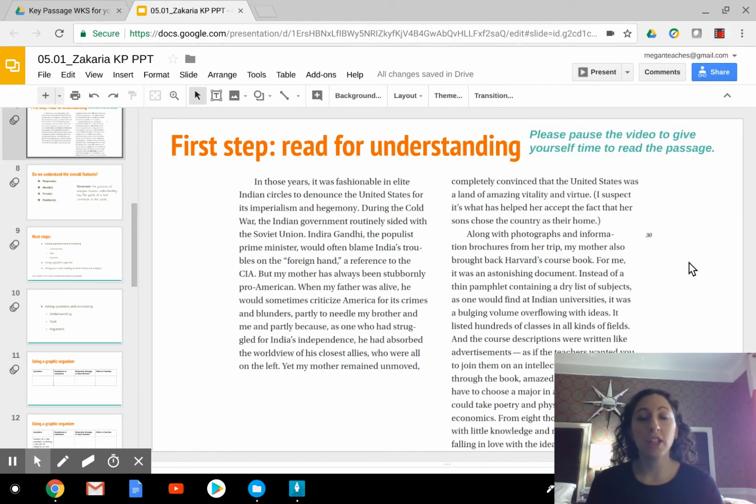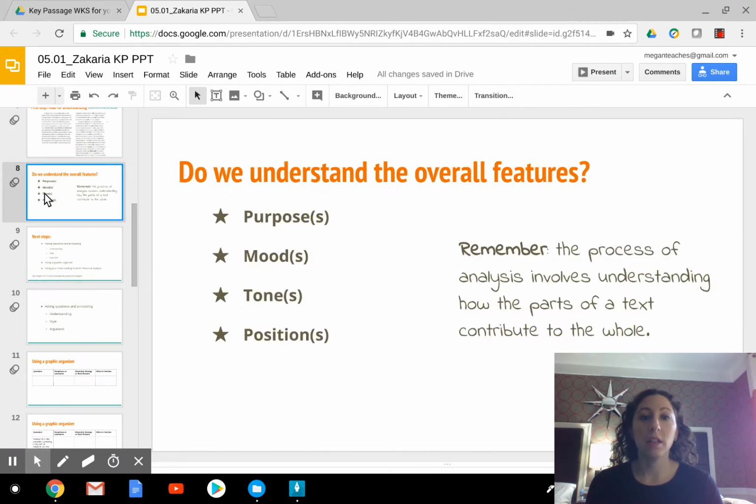Okay, so hopefully you've had a chance to read through. The next couple of considerations that you want to think about, now that you understand what the passage is about, would be: do you understand the overall features? Do you understand Zakaria's purpose in this particular passage? Could you describe the mood? Could you describe his tone? What is his attitude toward liberal arts education? What is his attitude toward his mom? How can you articulate those levels of meaning? And also, what's his position in this particular moment? Take a moment to consider those elements, either write them down or discuss them with your teacher.